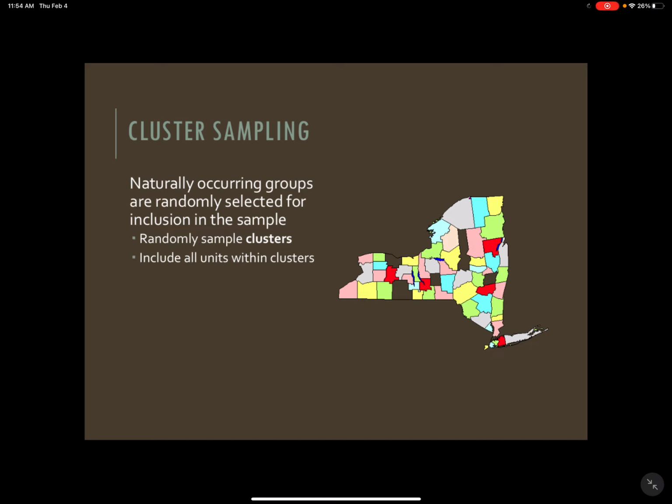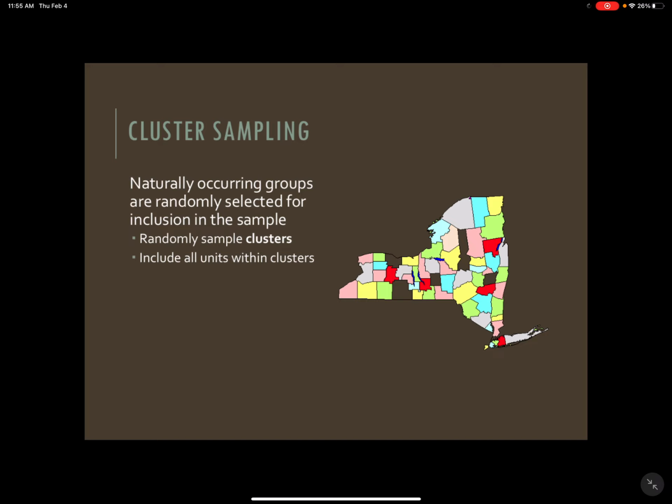So what I do is I take a list of all the counties and I randomly select 3 counties. Those are those red ones. So I randomly select 3 counties to be in my study. And then actually that's 4, huh? I can do statistics, but I can't do math. That's 4 red counties there. I randomly select those 4 counties, and then I sample all the 4th graders within each of those counties.